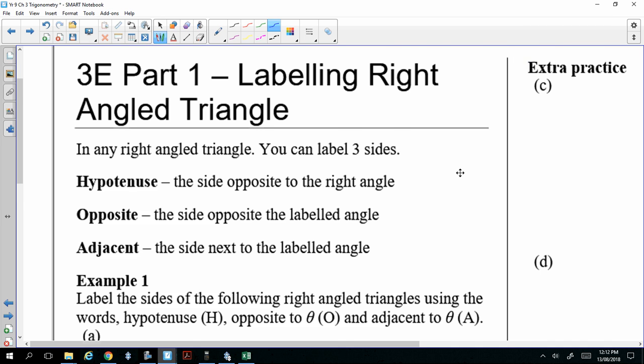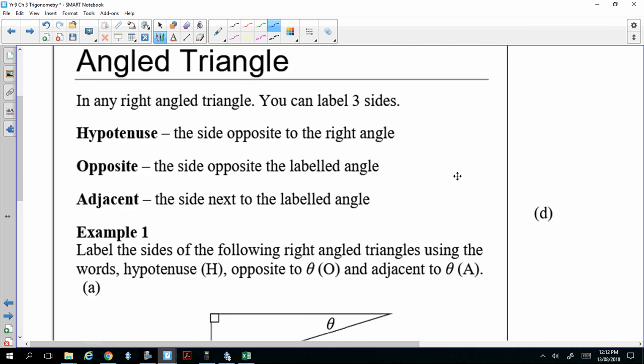In trigonometry, we need to learn 3 words. One of which you know already, which is called hypotenuse. In any right angle triangle, there are 3 sides that have special names: the hypotenuse, opposite, and the adjacent. Let's define what they are.